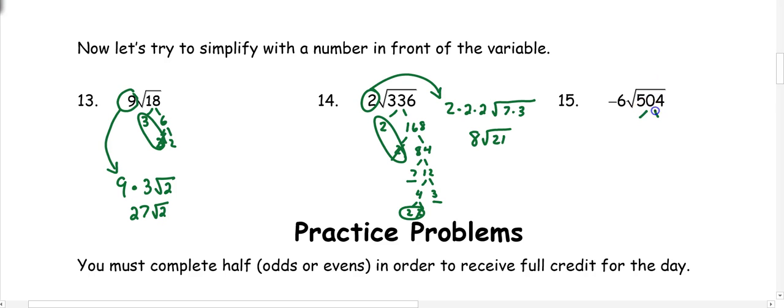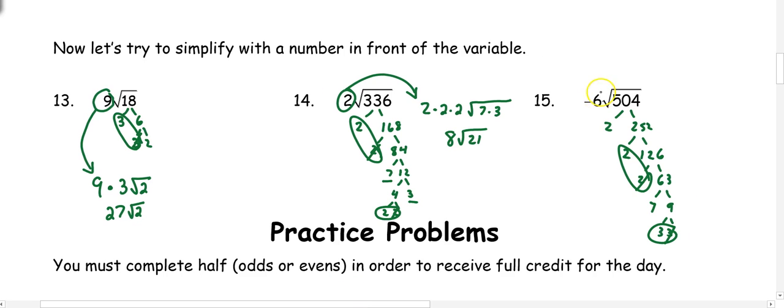In the last one, I'm going to break 504 into 2 and 252. I'm going to break this into 2 and 126. And break this into 2 and 63. Now, 63 is a more manageable number to work with. So to multiply to 63, we know it's 7 and 9. And 9 breaks down into two 3's. So we have a pair of 3's and a pair of 2's.